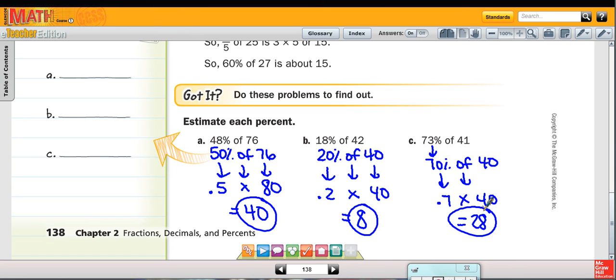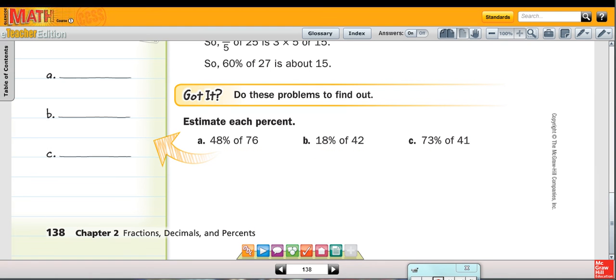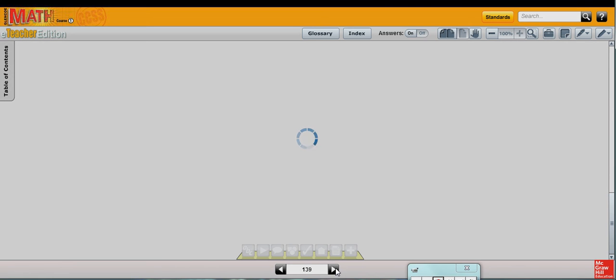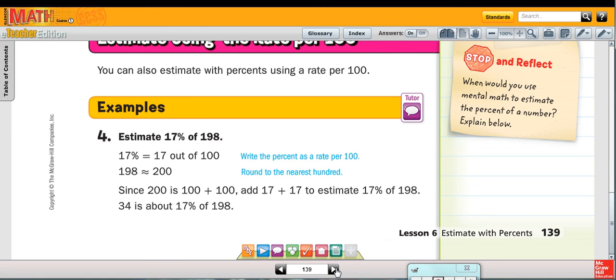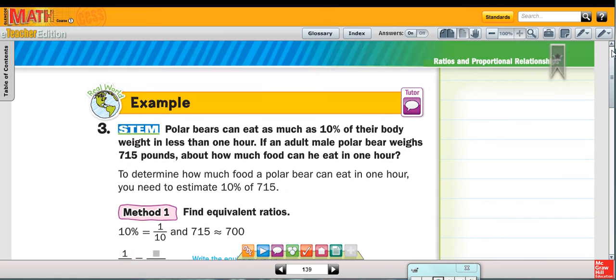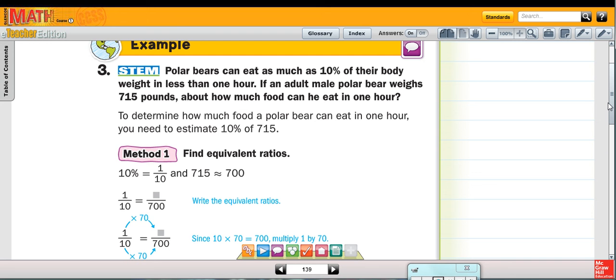Okay, do you see how that works? Is it really different than what we've been doing? Nope, except for estimating. You could have done 75 too. Yeah, but the answer with 75 would have been 30, right? Yep, either one would be fine. It's an estimate, so as long as we're close. Take a look at example 3.